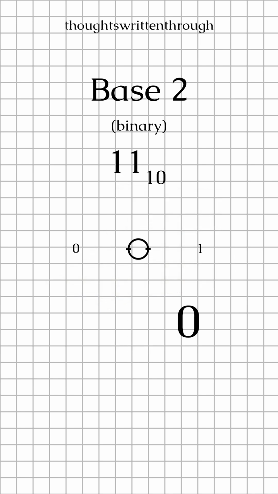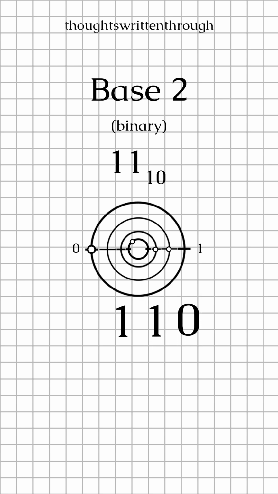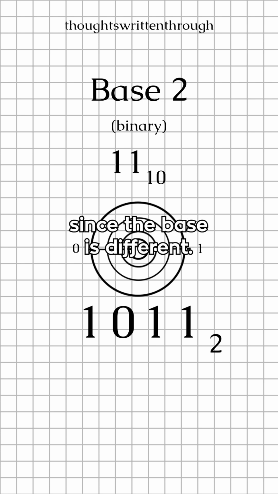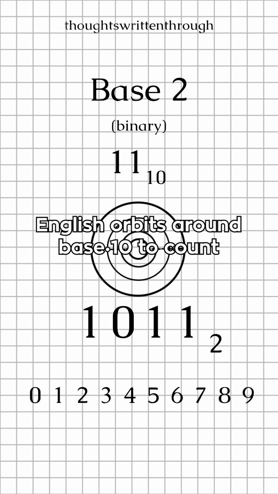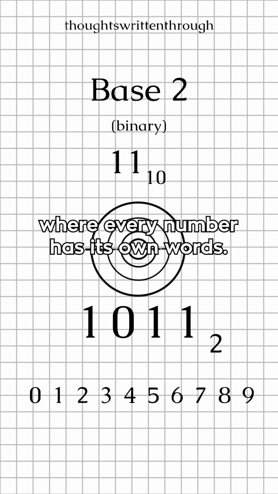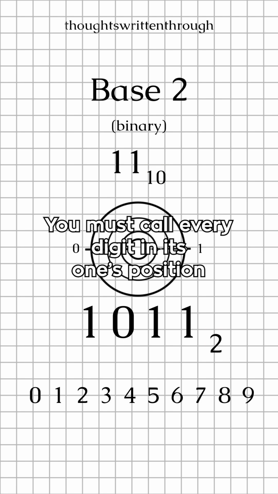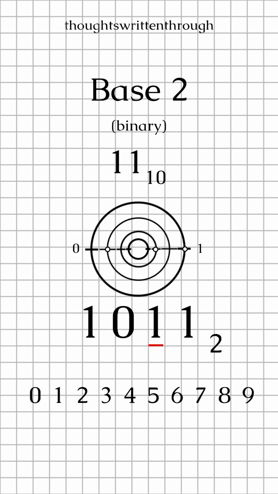Let's take 11. We don't call this 1011, since the base is different. English orbits around base 10 to count, where every number has its own words. For every number in a different base, we must call every digit in its ones position: 1, 0, 1, 1.